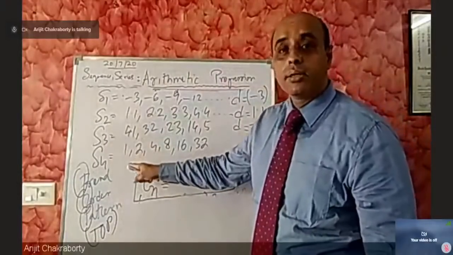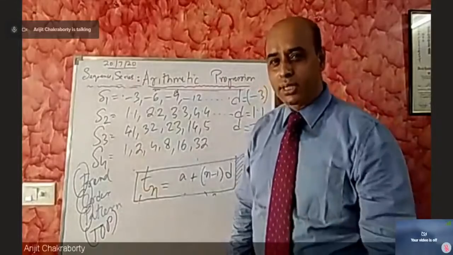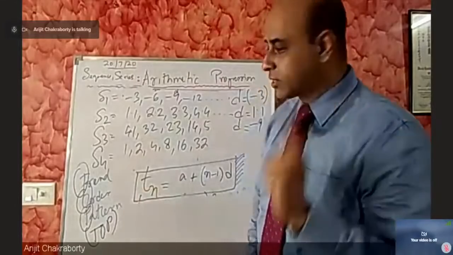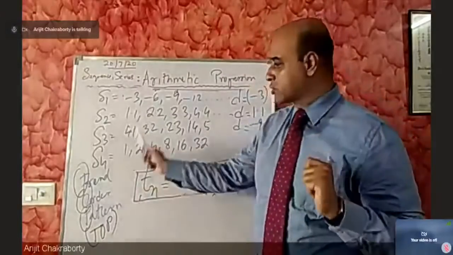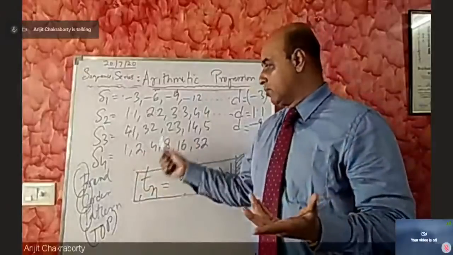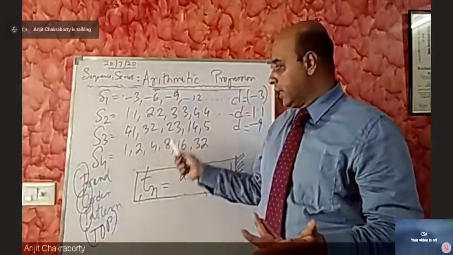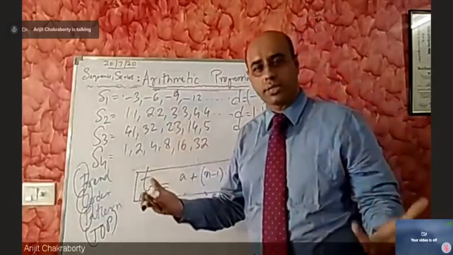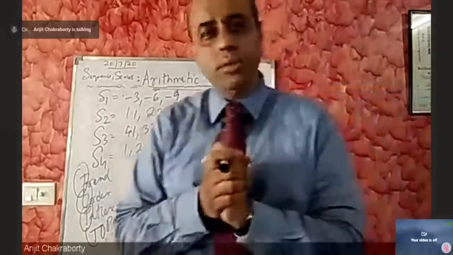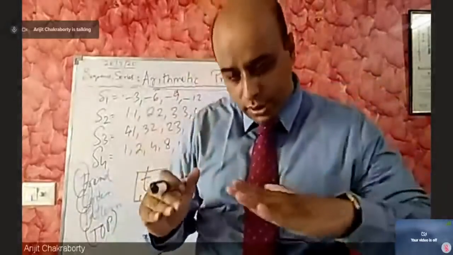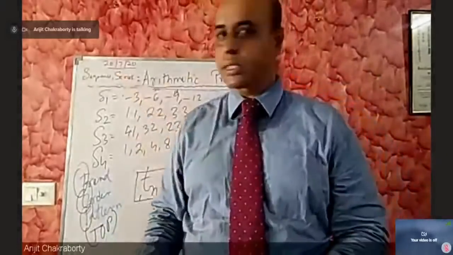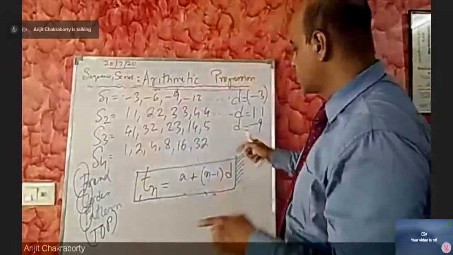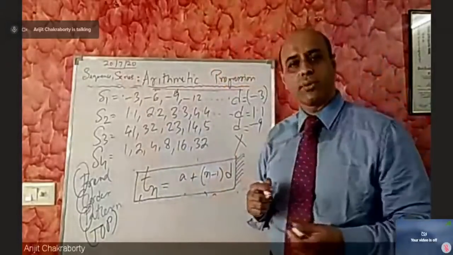But the question is, is it an arithmetic sequence? Let me see the common difference. 2 minus 1 is 1. 4 minus 2 is 2. 8 minus 4 is 4. 16 minus 8 is 8. Oh my God. That means the difference is not constant. The difference is increasing. So this is not an arithmetic sequence. So here it's not an arithmetic sequence.